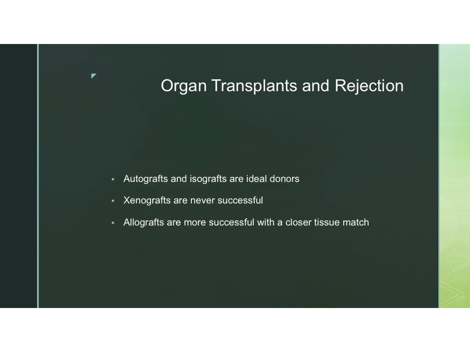When you get a transplant, autografts and isografts are ideal donors because there's no chance of serious rejection. Xenografts are never successful, so they can be temporary, but they are not a permanent solution. And allografts are more successful the closer a tissue matches, and that's why there's bone marrow transplants. You have to have donors screened before you can get a transplant because they need to be genetically similar enough that your body will reject the tissue less or not at all. And a lot of times people are still on immunosuppressant drugs when they get a transplant so that their body doesn't kick out the new organ or tissue.